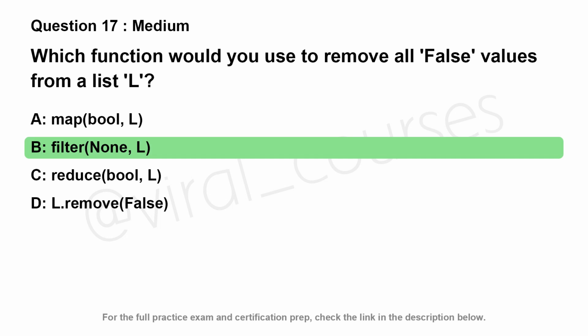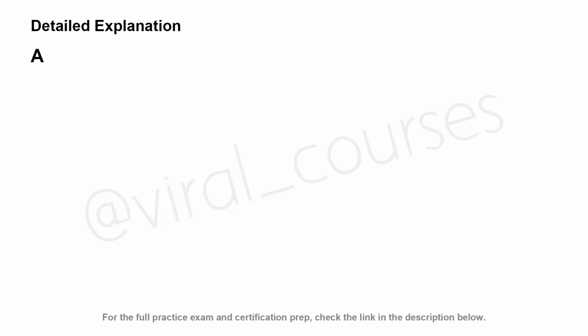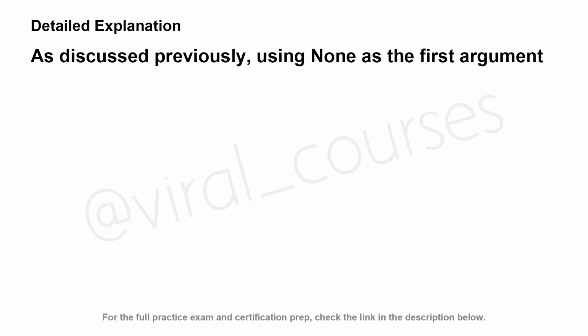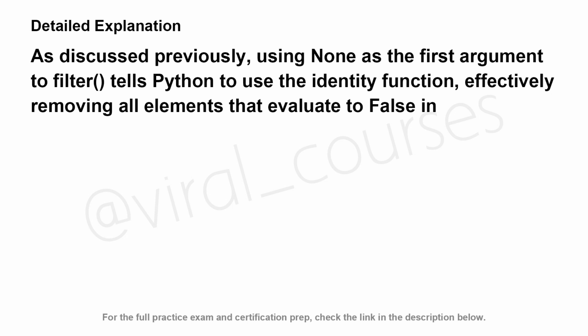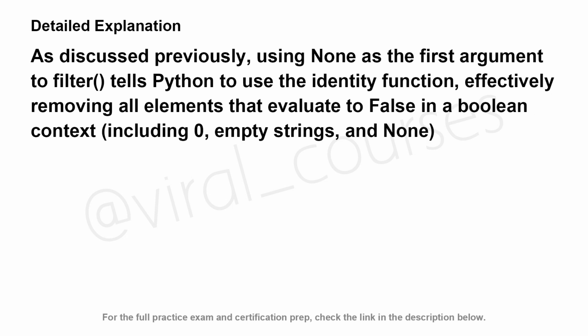The correct answer is B. As discussed previously, using None as the first argument to filter tells Python to use the identity function, effectively removing all elements that evaluate to false in a Boolean context, including 0, empty strings, and None.